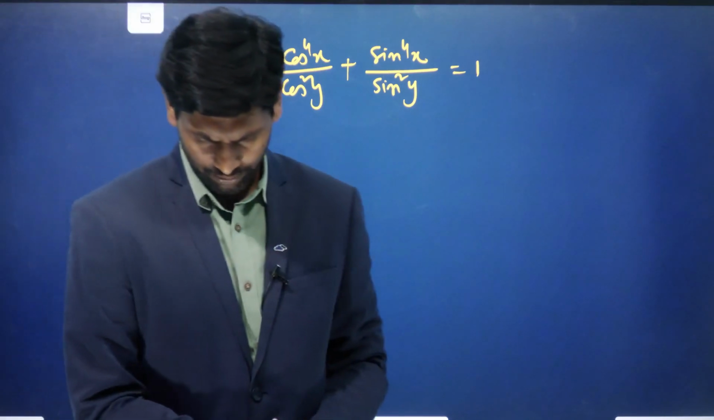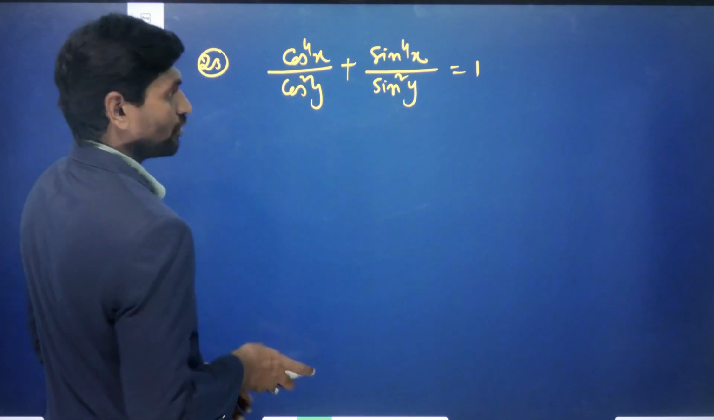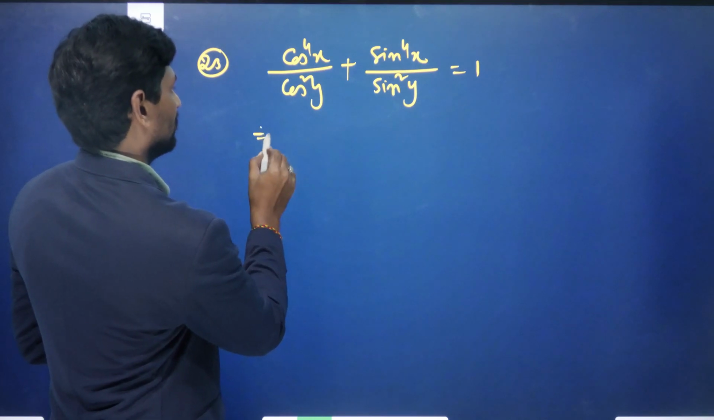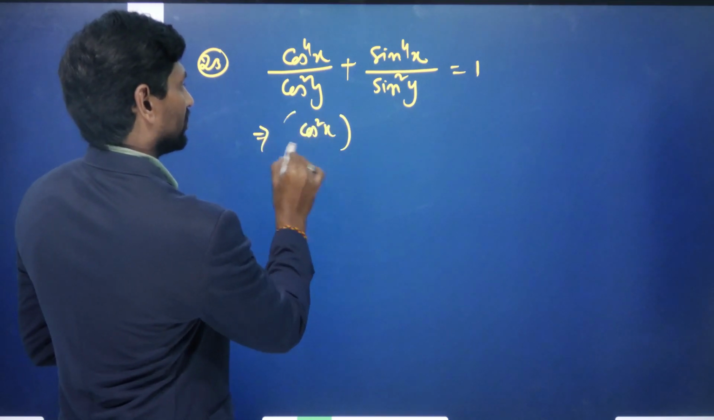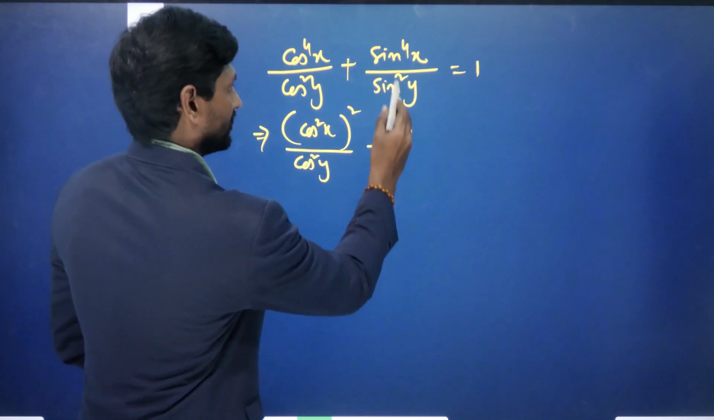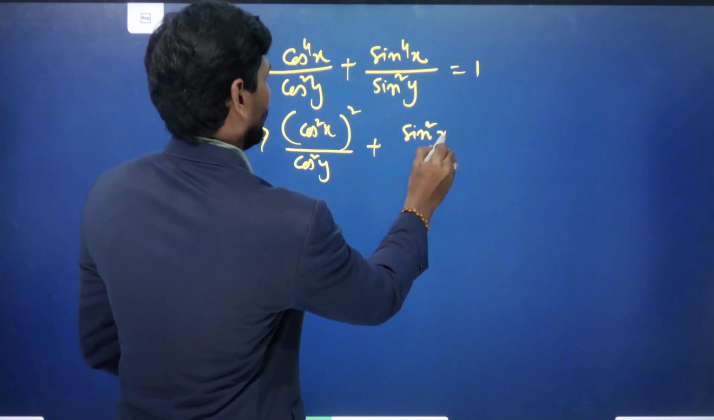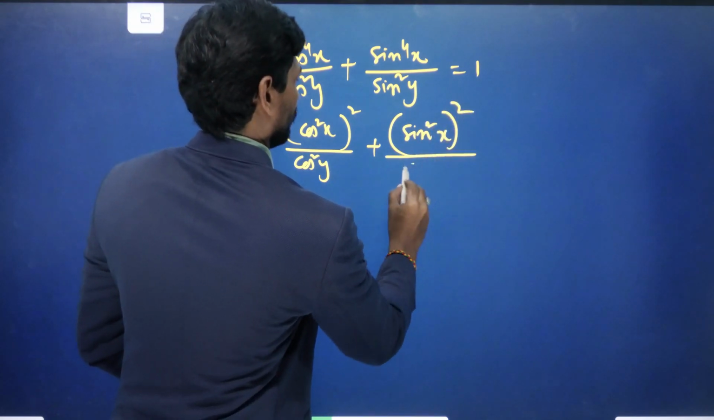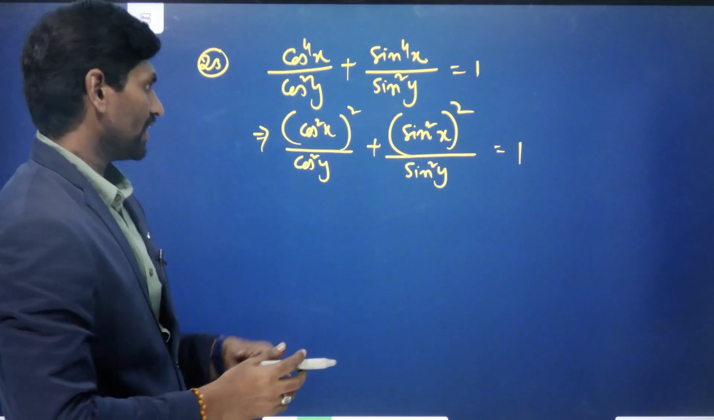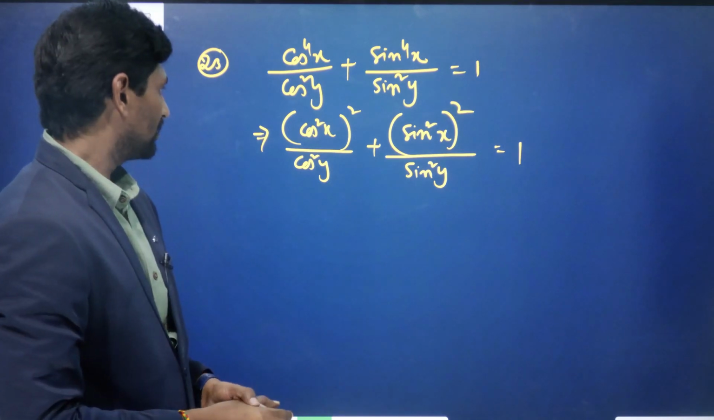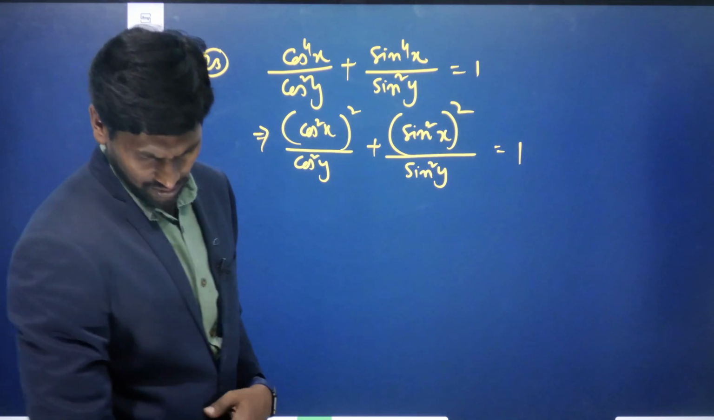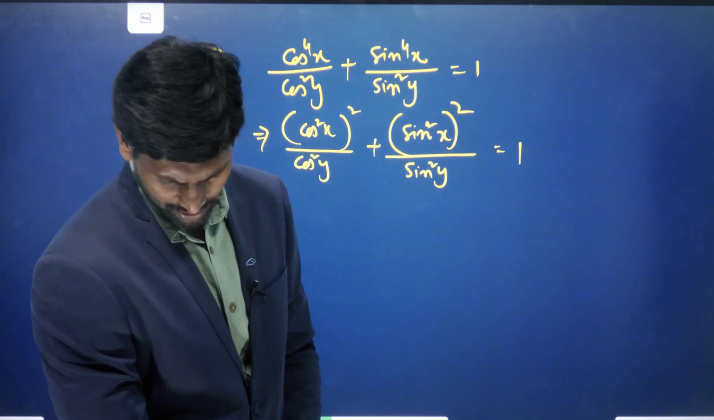So let us try to simplify this. Now this one I am going to write cos power 4x as cos square x whole square by cos square y, plus sin square x whole square by sin square y, that is equals to 1. Cos square x we can write as 1 minus sin square x. So let us try to convert this one into sines. What we have to find? Cos square by cos square x, no?